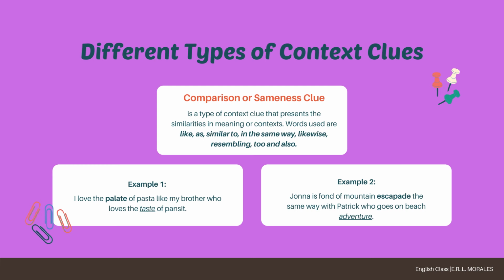Next example will be: Jonah is fond of mountain escapade, the same way with Patrick who goes on beach adventure. So here we have the signal word, which is in the same way. So escapade and adventure have a similar meaning or context in this sentence.